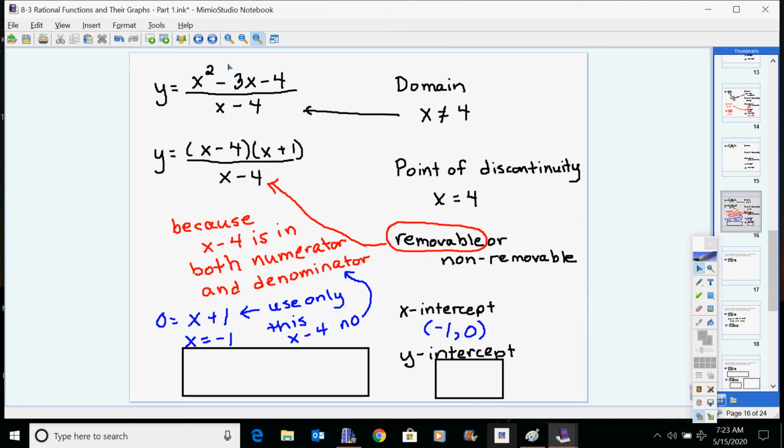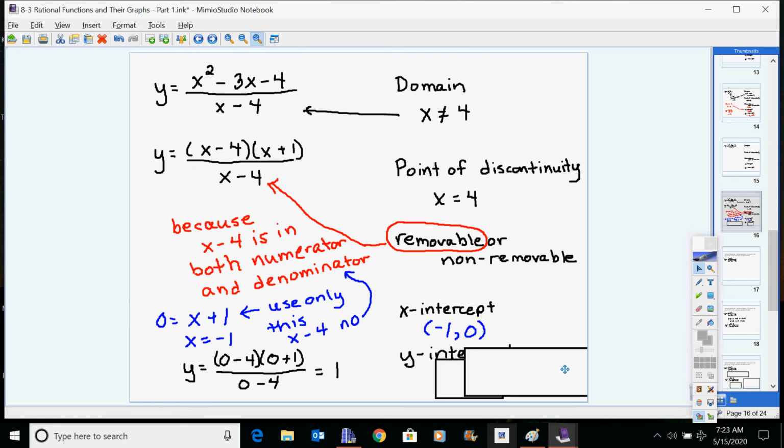The y-intercept, once again, plug in 0, and this y-intercept is going to equal 1. Or you can plug it into this one: 0 minus 4 over 0 plus 1, 0 minus 4, gives you negative 4 over 4, negative 4 over negative 4, which is 1. So your y-intercept is 0, 1.